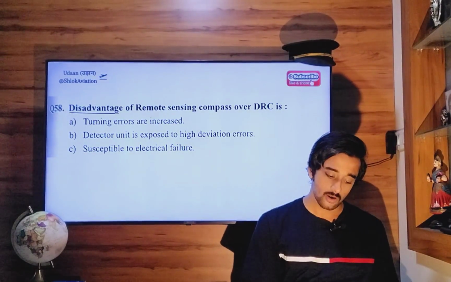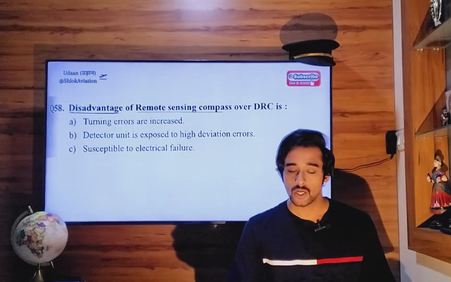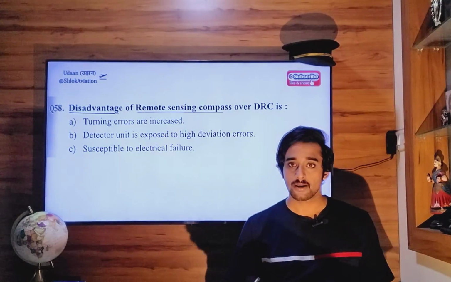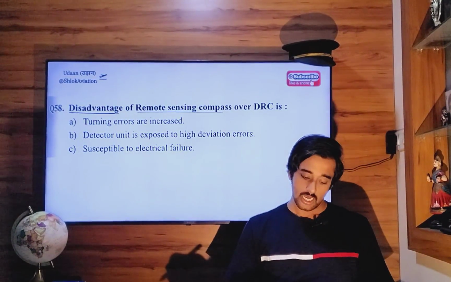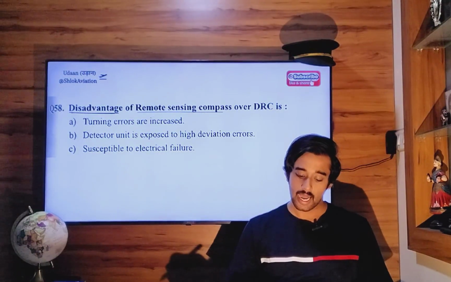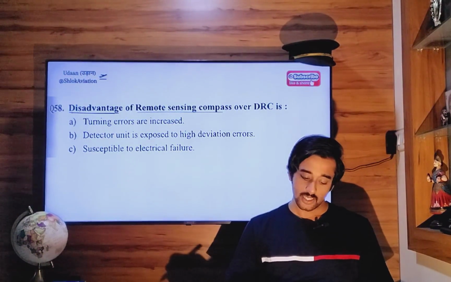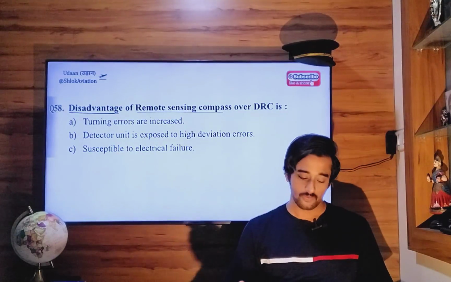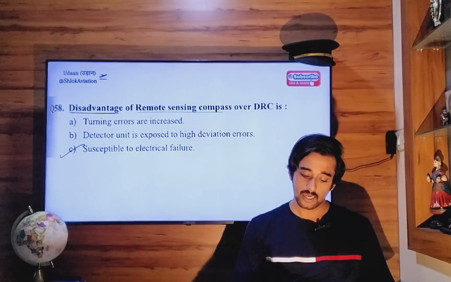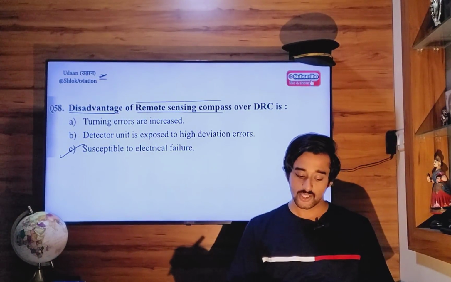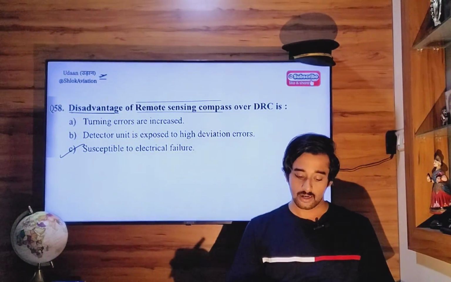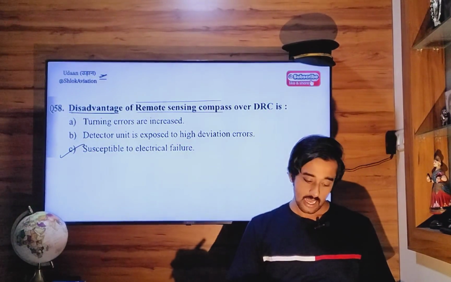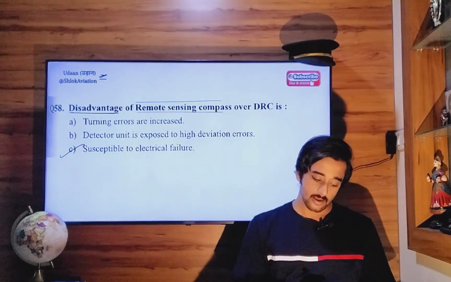Disadvantage of remote sensing compass over direct reading compass is what? Turning errors are increased. Detector unit is exposed to high deviation errors, susceptible to electrical failure. Yes. So remote sensing compass runs on electricity. So if electricity is gone, it will suffer the setback of it. Okay. Now option A, that is wrong.